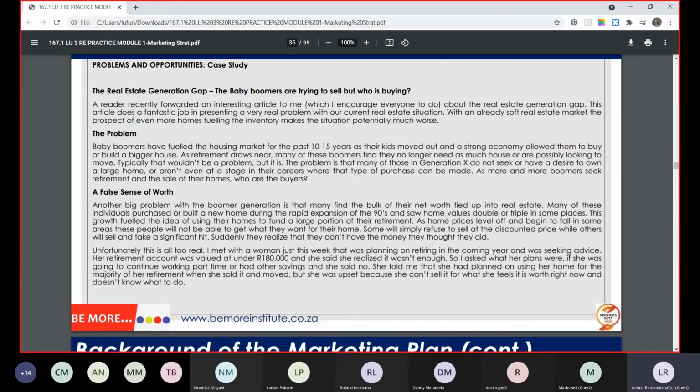Typically, that wouldn't be a problem, but it is. The problem is that many of those in Generation X do not seek or have a desire to own a large home, or aren't even at a stage in their career where that type of purchase can be made, or they can't even afford it. As more and more boomers seek to sell their homes, who are the buyers?